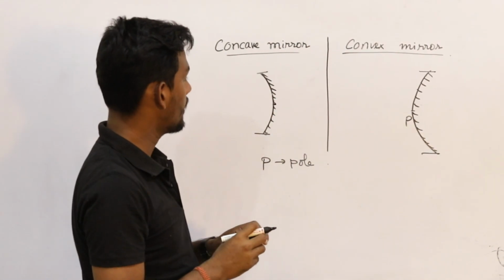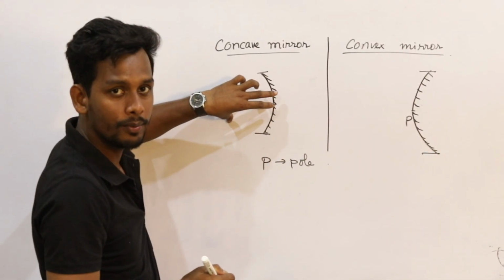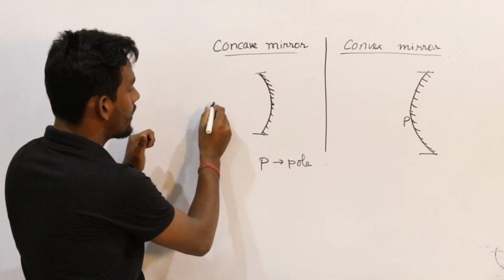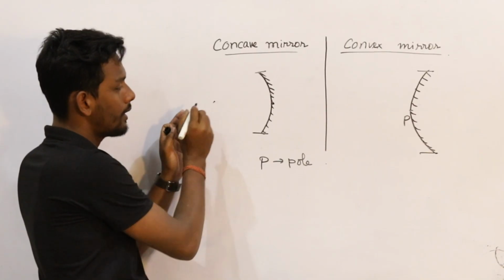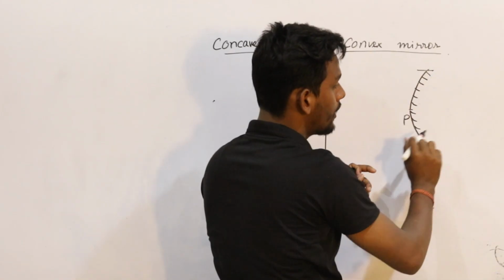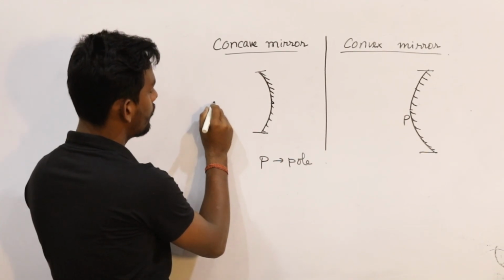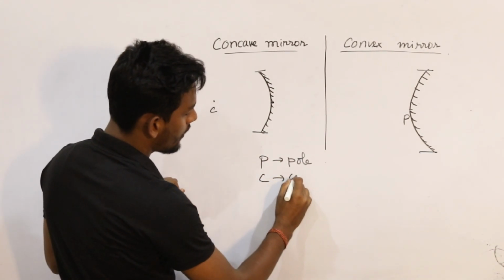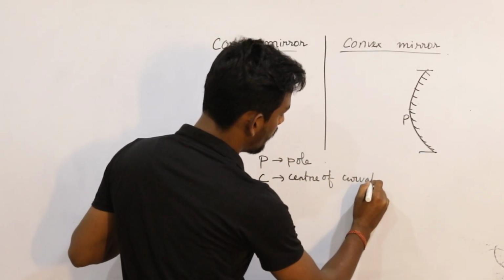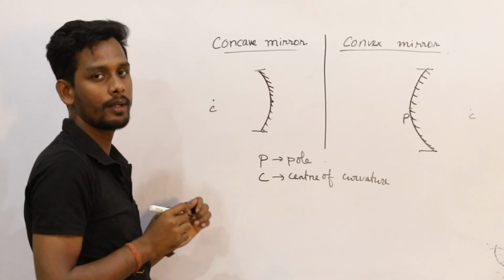Now we can draw this. We have to draw this with the help of compass. Suppose this is a part of the sphere, that is a spherical mirror. So using a compass, you can draw this. It has a center. The center here, you also have to draw like this with the help of compass. That center is known as the center of curvature.